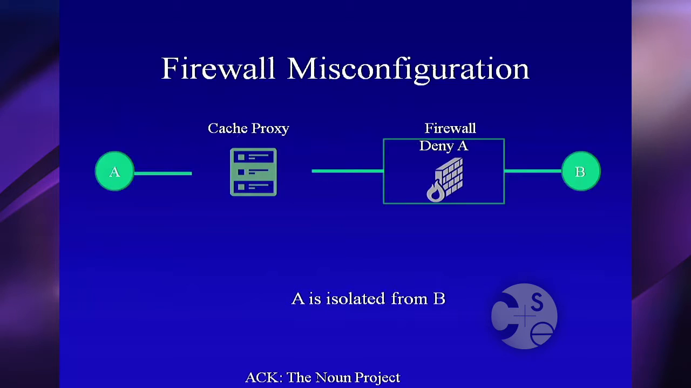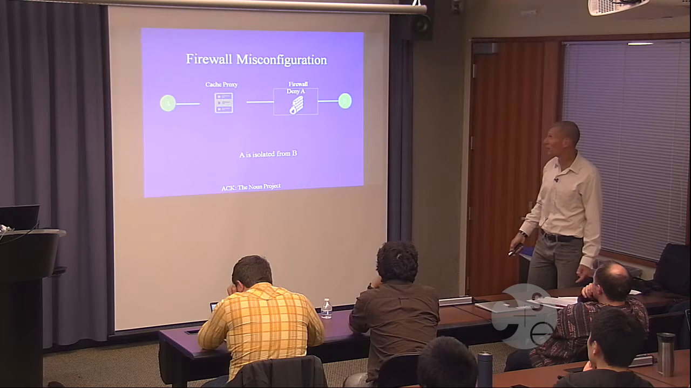There is a citation that says that, in fact, many failures occur due to this kind of error. So here is a very simple example of this kind of bug. I have a cache proxy and I have a firewall, and I want to say that A is isolated from B, and this will not be the case here. Do you see why? The firewall is supposed to deny A, and still A actually can go into B. How can this happen?